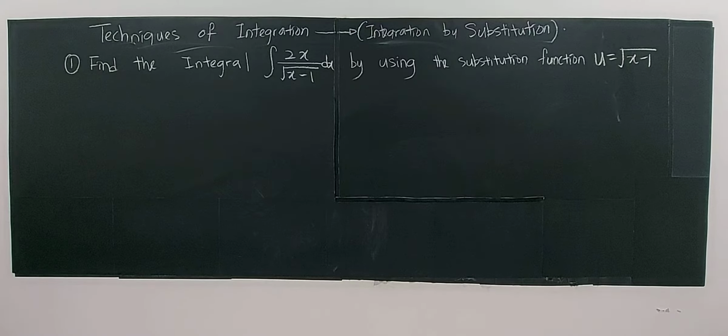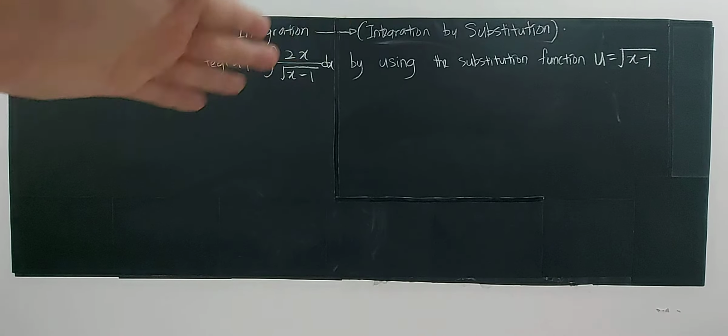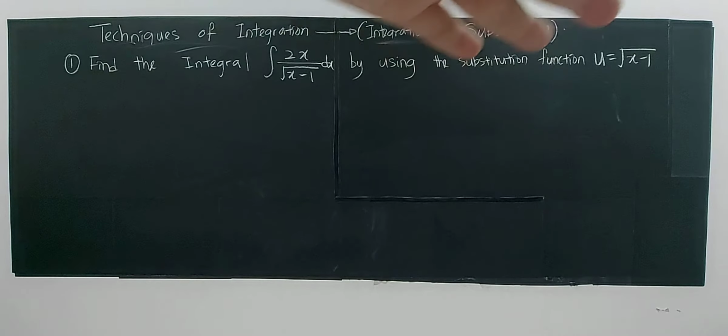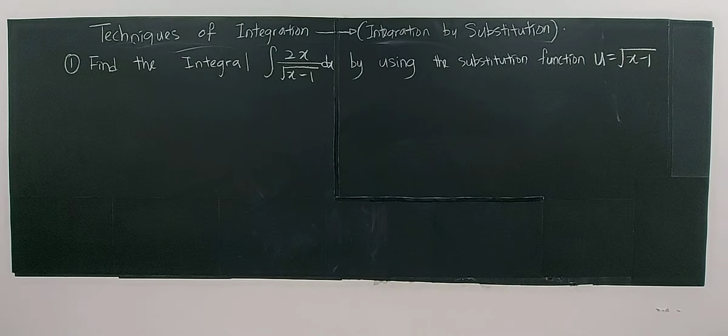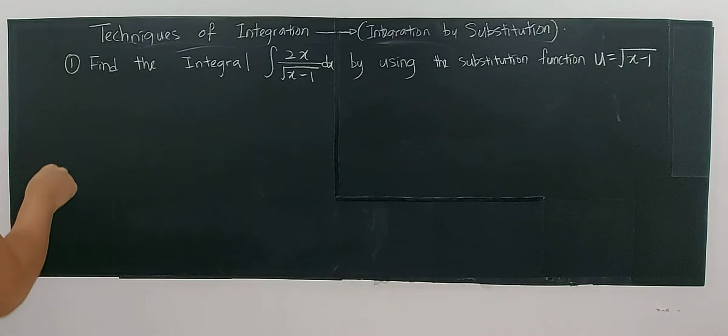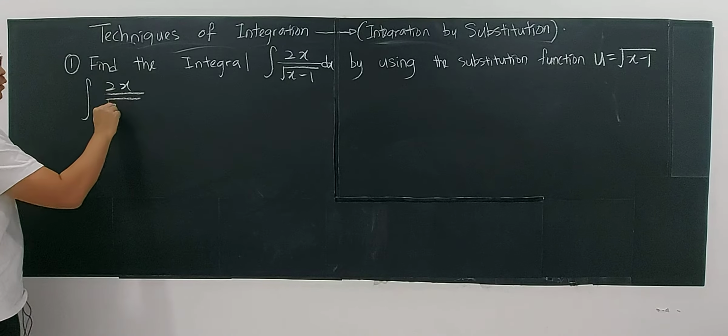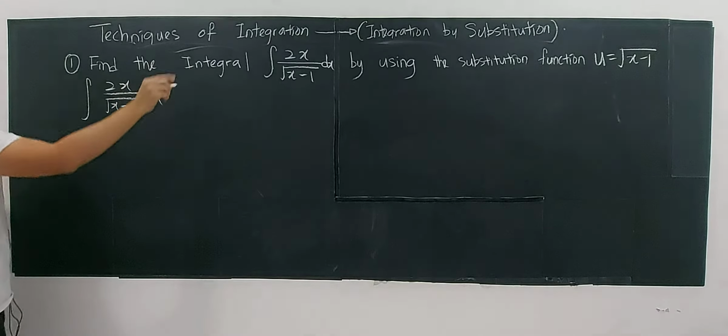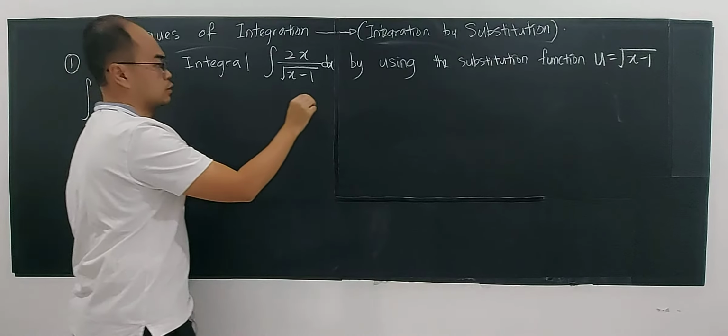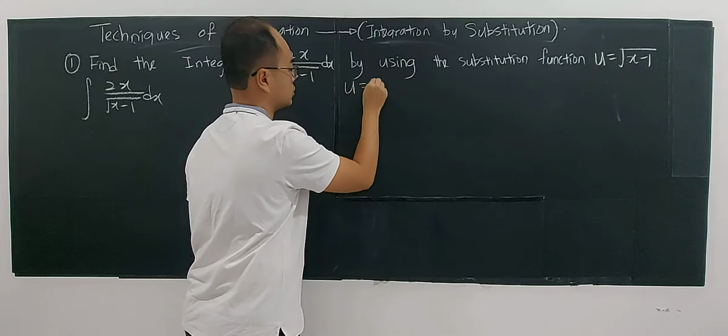Hi, so this is a question involving integration by substitution. The question says to find the integral of this by using the substitution function u equals the square root of x minus 1, which is already given as the suggested substitution. So I want to integrate 2x square root of x minus 1 dx with the help of this substitution function.